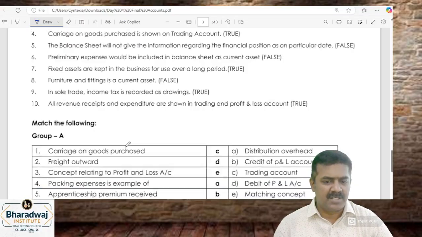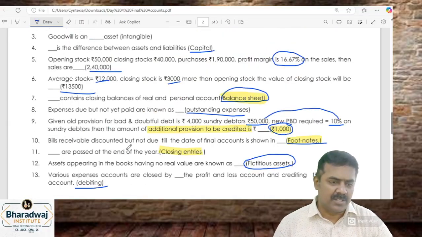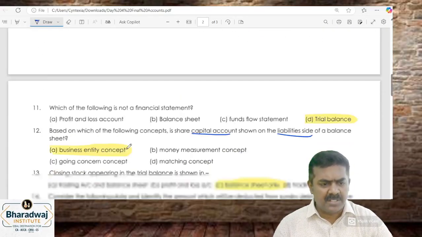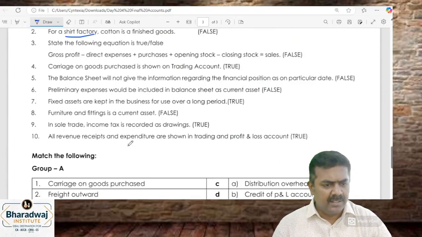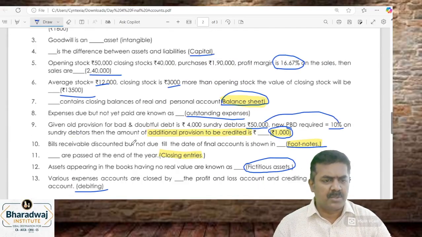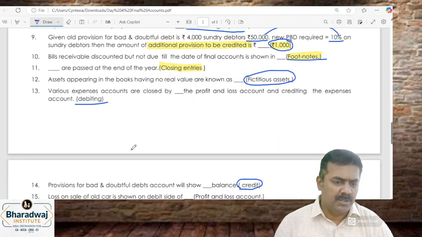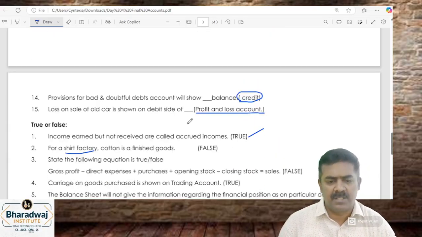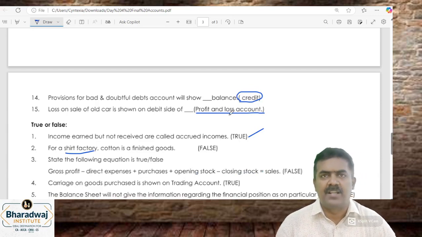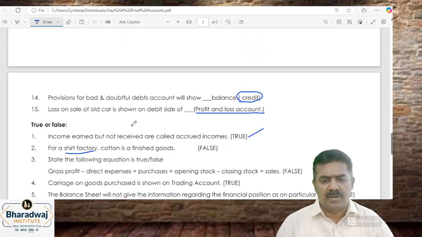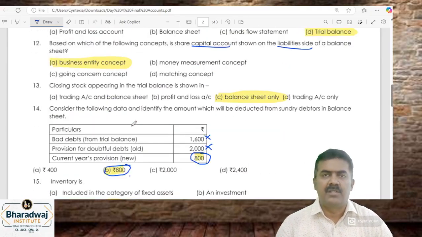Do the true or false questions and the match the following questions at home. In final accounts, these questions can test you, and fill in the blanks will be tested in the form of MCQs. They will give you options and you have to choose the option. For example: loss on sale of old car is debited to P&L account, or credited to P&L account, with many options. So this is about the final accounts of a sole trader.